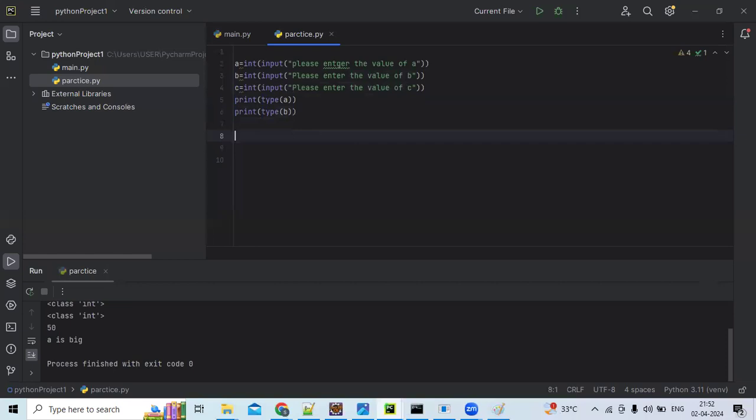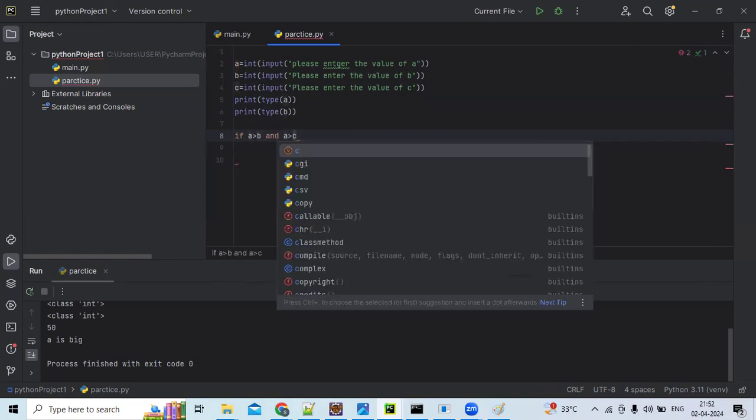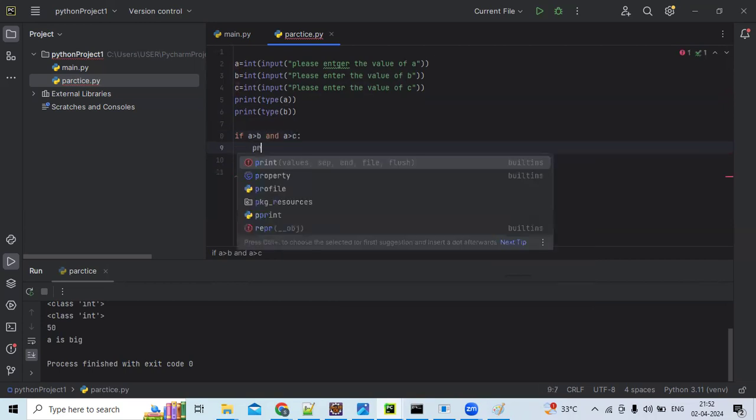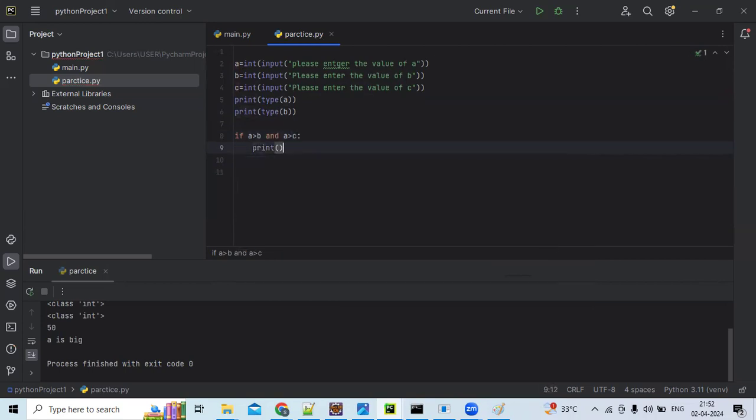If A is greater than B, first we'll try to keep it in if else. Okay, now normal graph. Yeah. If A greater than B, next, and A greater than C, print A is bigger. Correct. A is bigger. Else it.